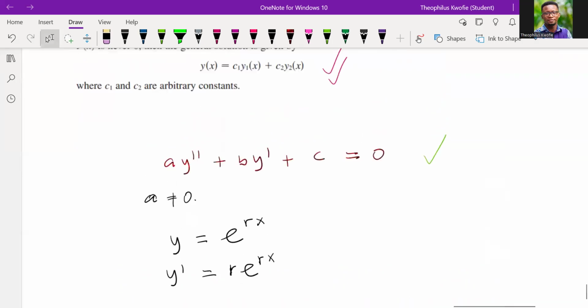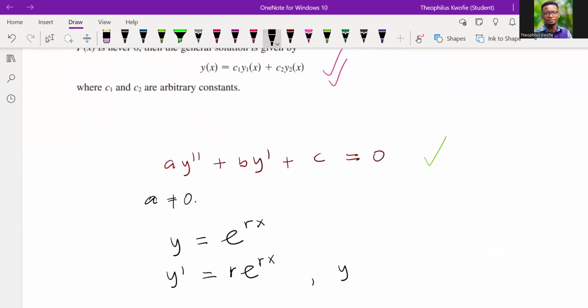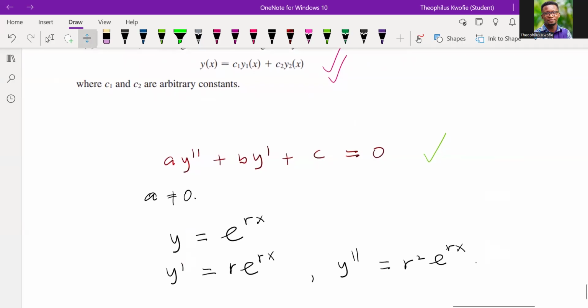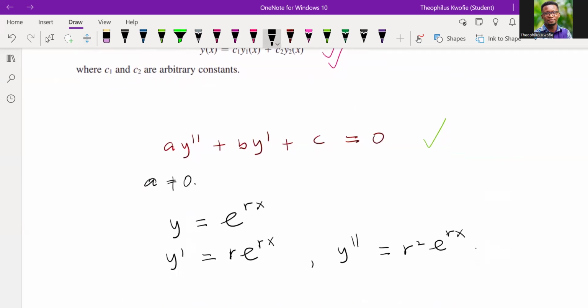Then what becomes the second derivative? We see that the second derivative now becomes r squared multiple of itself. Very important. And this is a very interesting property for exponential functions, and we are going to leverage this to solve a whole lot of problems.